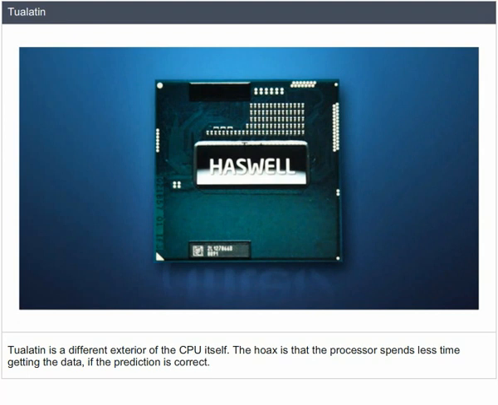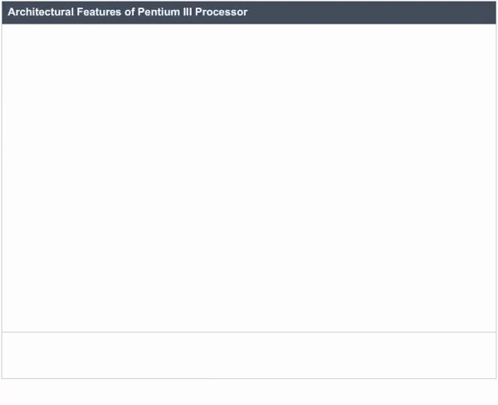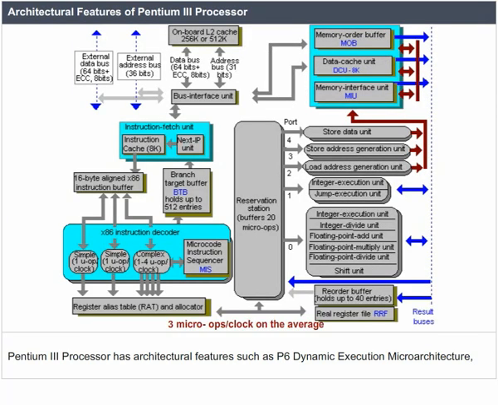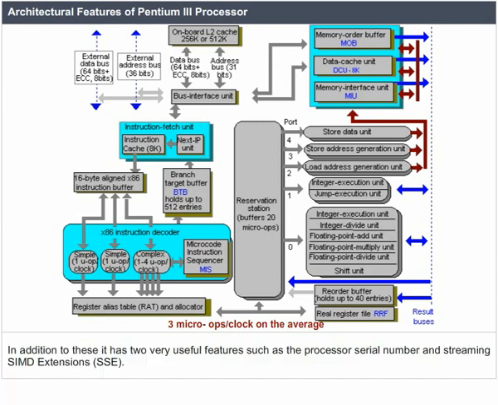Architectural features of Pentium 3 processor. Pentium 3 processor has architectural features such as P6 dynamic execution microarchitecture, dual independent bus, a multi-transactional system bus, and Intel MMX enhancement technology. In addition to these, it has 2 very useful features, such as the processor serial number and streaming SIMD extensions SSE.